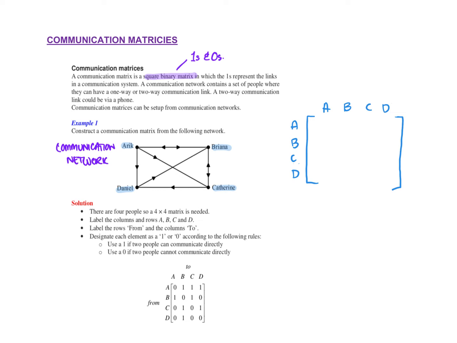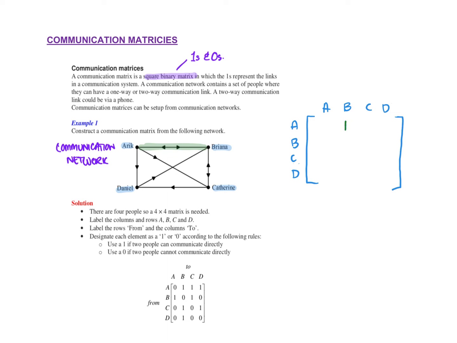All right, so what we're saying is, if you can talk directly to the person, so if there's an arrow or a line that's linking you together, say, for example, Eric and Brianna, they can both talk to each other, like they can communicate. So what we're going to see is a number 1 between A and B.